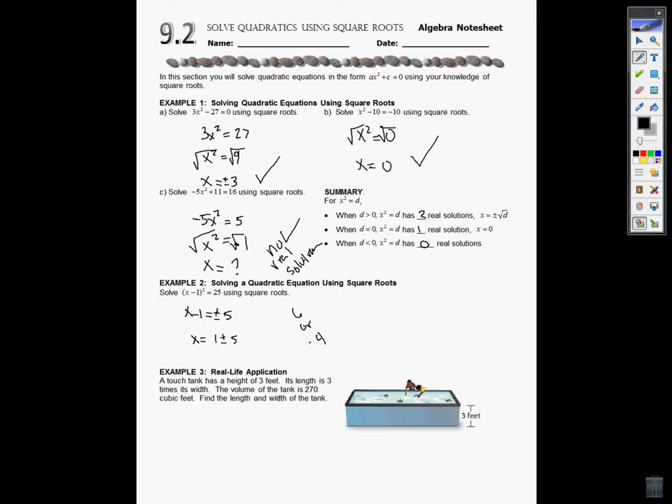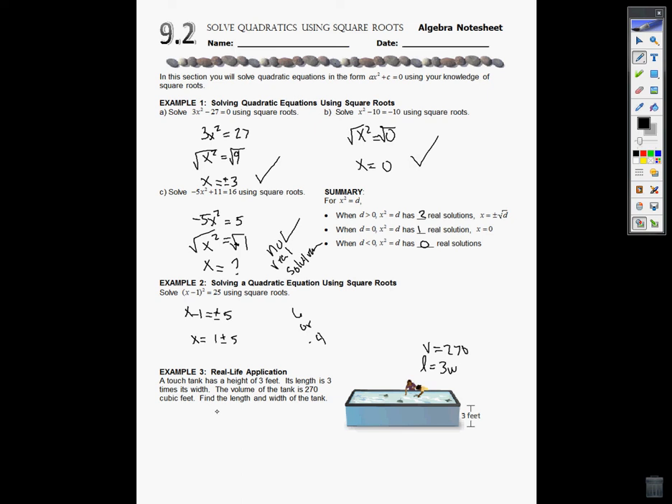Okay? And then lastly, we have our little application problem at the bottom here, which says a touch tank has a height of 3 feet. Its length is 3 times the width. Okay, that's going to be important. So I'm going to go ahead and write that. Length equals 3w. The length is 3 times the width. The volume of the tank is 270. That's going to be important too. Volume equals 270. Find the length and width of the tank.